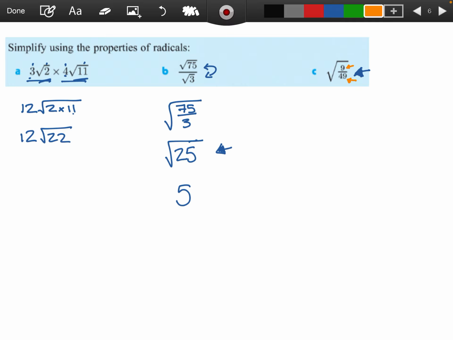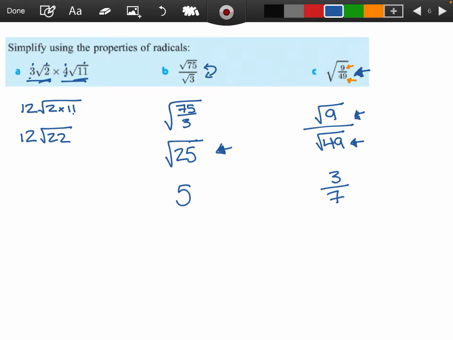So in this case, we're going to use the division property, but we're going to go in the opposite direction, because that's not as helpful perhaps in some cases as looking at this as the square root of 9 over the square root of 49, and then seeing two perfect squares that I can then solve to give me a final answer of 3 over 7 by solving the square root of 9, solving the square root of 49.